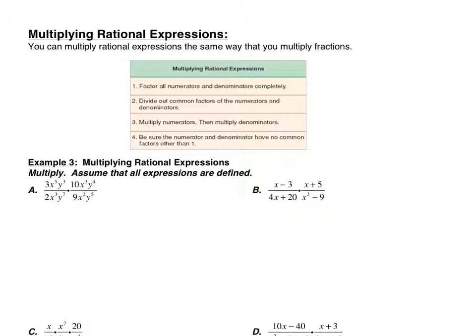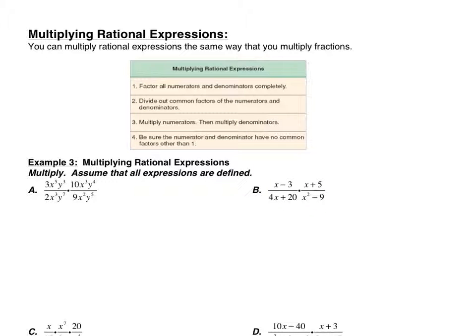This is video number 2 for our video notes on multiplying and dividing rational expressions. So we're going to look at multiplying first. You can multiply rational expressions the same way you multiply fractions. So you factor the numerator and denominator, you divide out the common factors, you multiply the numerators together, and then you make sure that there are no more common factors that you missed.